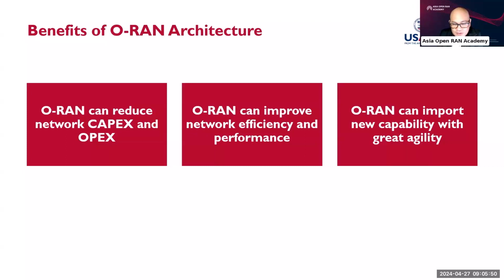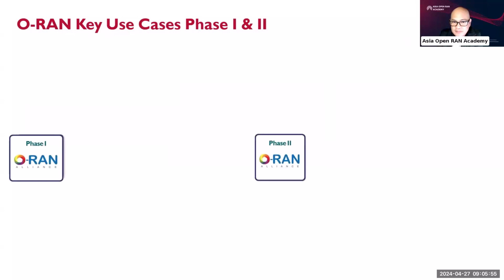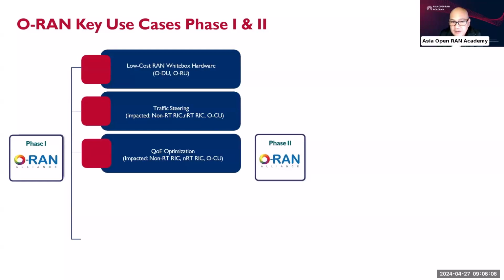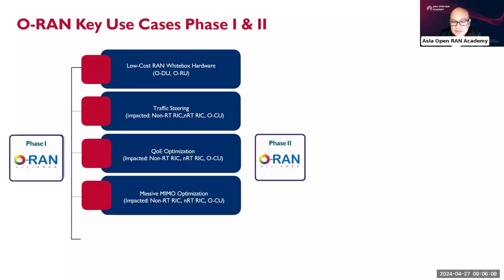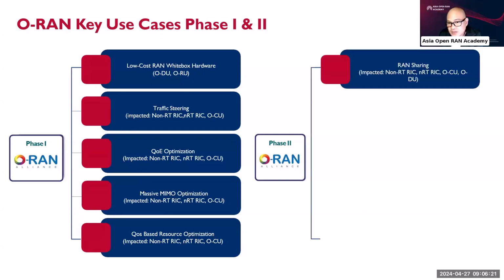Now, in terms of the use cases, when you look at the O-RAN Alliance, they divided the use cases into two phases, phase 1 and phase 2. Phase 1 includes the low cost RAN white box hardware, traffic steering, QoE optimization, massive MIMO optimization, and also QoS-based resource optimization. So these are the different use cases under phase 1. Under phase 2, RAN sharing, where two operators can share the radio access network.